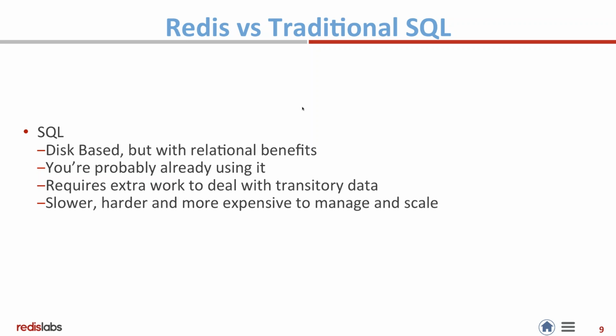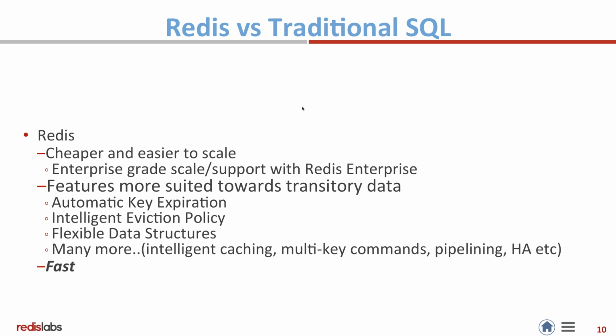So you have to build additional logic around that, and it's slower usually, and it's harder and more expensive to manage and scale. Most of the time you have to have at least one member on staff that's dedicated to managing that in order to really get the best performance possible. In contrast, Redis is cheaper and easier to scale. We have enterprise-grade scale and support. And we have a lot of features built in to support this whole transitory data model. So automatic key expiration, intelligent eviction policies, various data structures that are flexible.